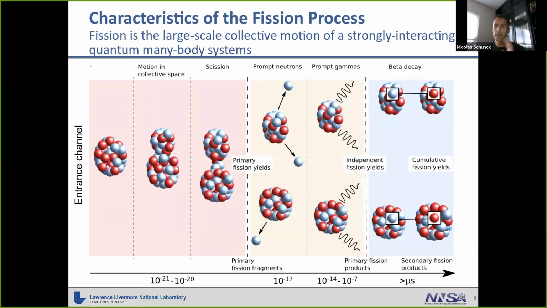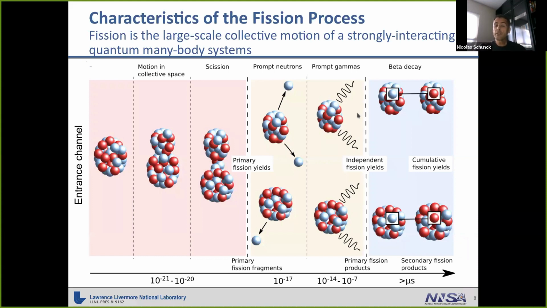Now, this is not the end of the process. It's actually just the beginning in a way. All those fragments are excited, and they will de-excite first by emitting neutrons. And when they run out of energy to kick out neutrons, they will emit gamma rays or photons. This phase of the process is called the prompt fission spectrum because it takes place very fast. At the end of this prompt emission, you have changed the isotopic content of your fission fragments because of the neutron emission.